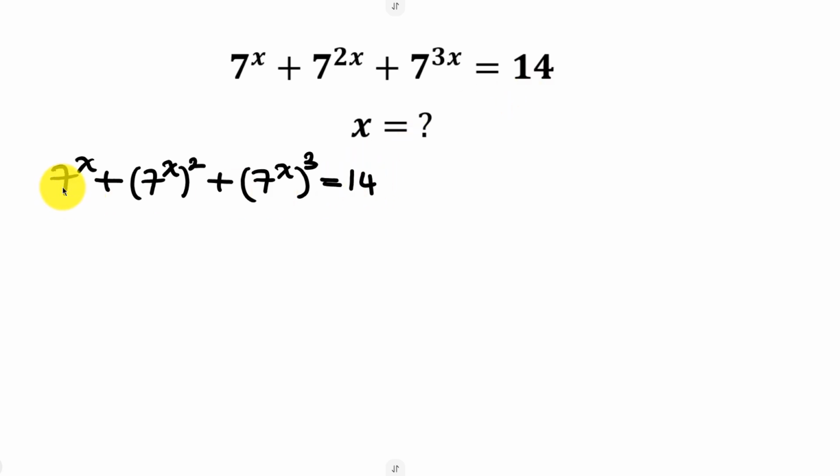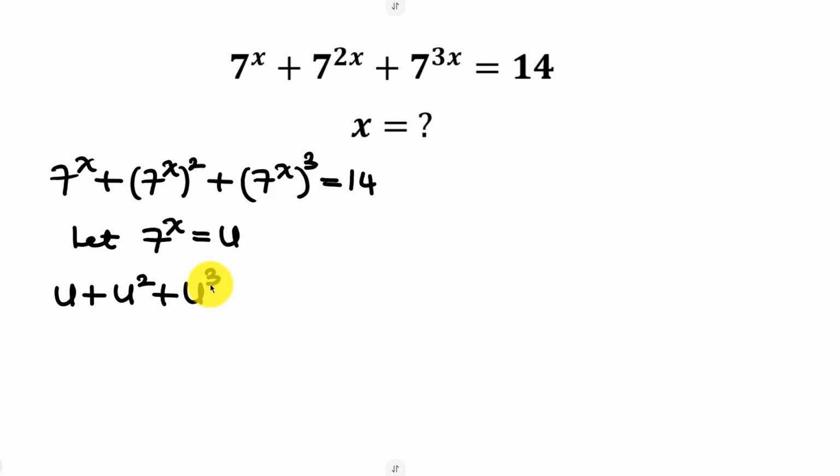Very good. Now see that we have 7 to the x here, here, and here. So we can introduce substitution by saying that let 7 to the x be equal to u. Now rewriting the equation, we're going to be having u plus u squared plus u to the power of 3, and this is equal to 14. Very good. Now we see that we have a nice cubic equation.